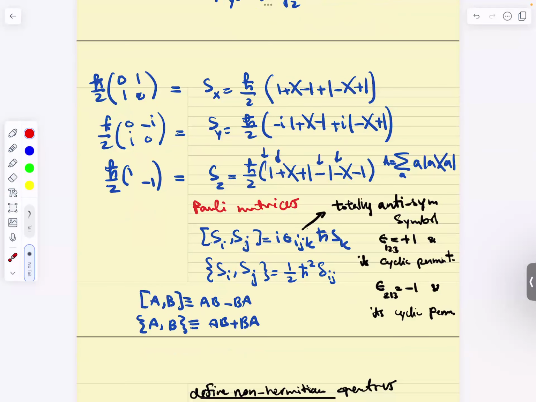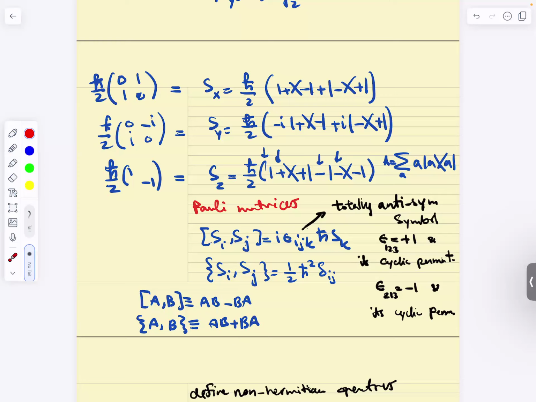Now, here comes perhaps the most important algebra in quantum mechanics. These Pauli matrices satisfy interesting commutation relations. The commutator of two matrices, this is the notation we use, is AB minus BA. This is called an anti-commutator. We usually write it with curly brackets. This is AB plus BA. This is symmetric. This is anti-symmetric.